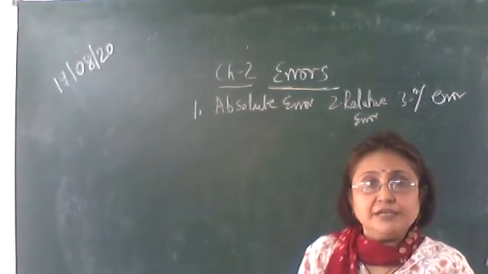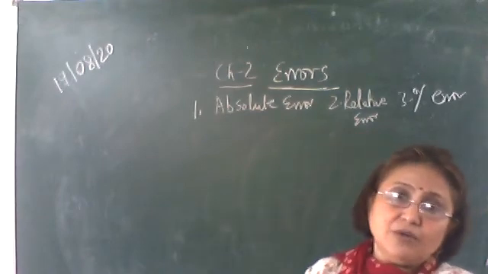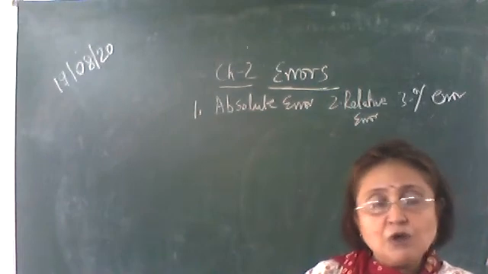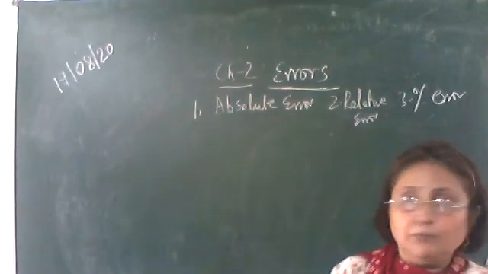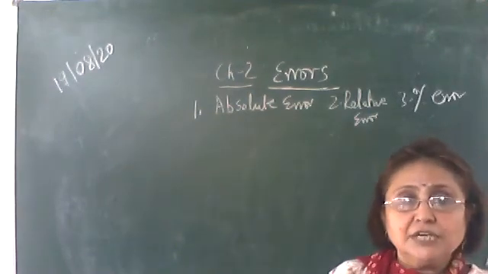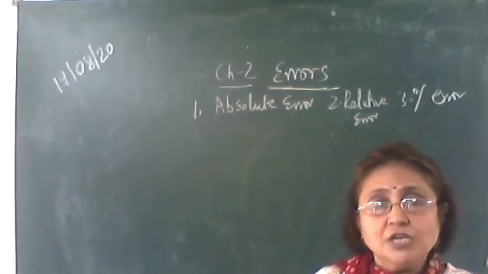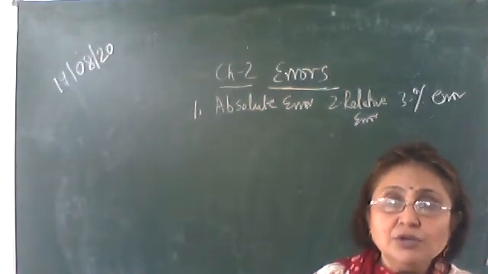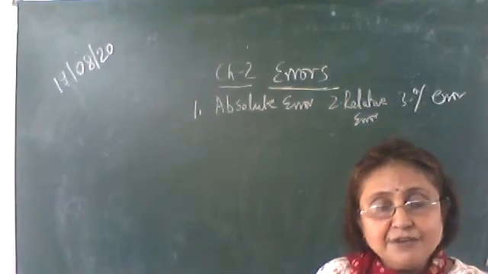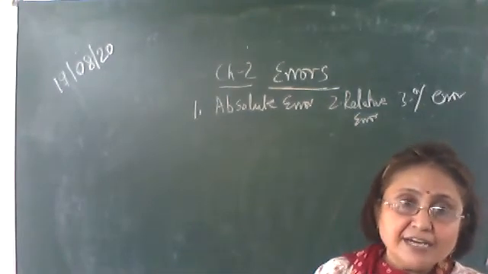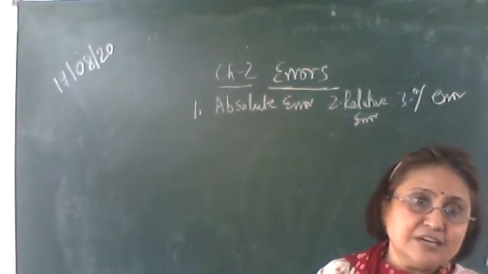Absolute error is the magnitude of the difference between the true value and the measured value. Now how to get the true value? For example, if I have to measure the length of this green board, the true value of the length is not given anywhere. I don't know the true value. So how to find out the true value? We'll take a number of readings and then we'll find the mean, the average. This average or mean will be considered as the true value.